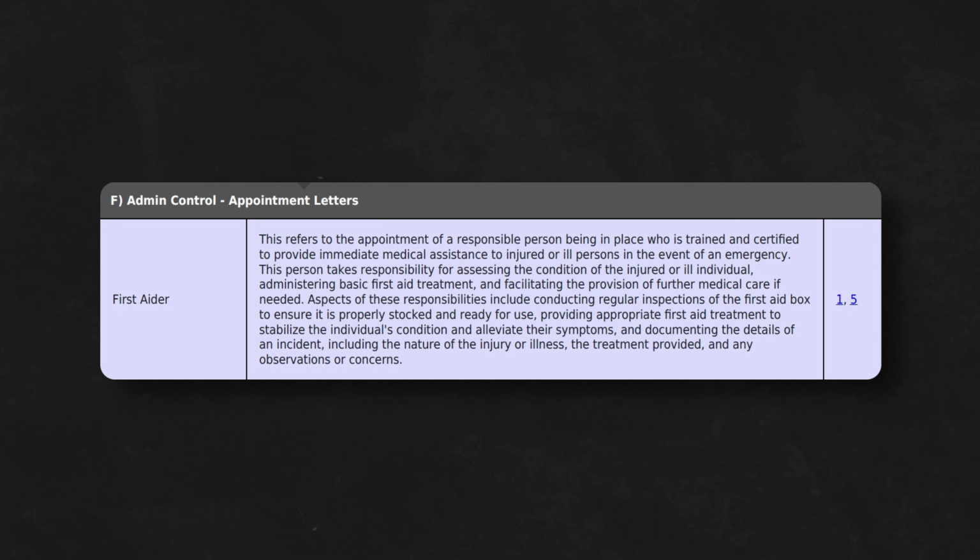One of our control measures is an admin control in the form of an appointment letter for your first aider. This refers to the appointment of a responsible person being in place who is trained and certified to provide immediate medical assistance to injured or ill persons in the event of an emergency. This person takes responsibility for assessing the condition of the injured or ill individual, administering basic first aid treatment, and facilitating the provisions of further medical care if needed.